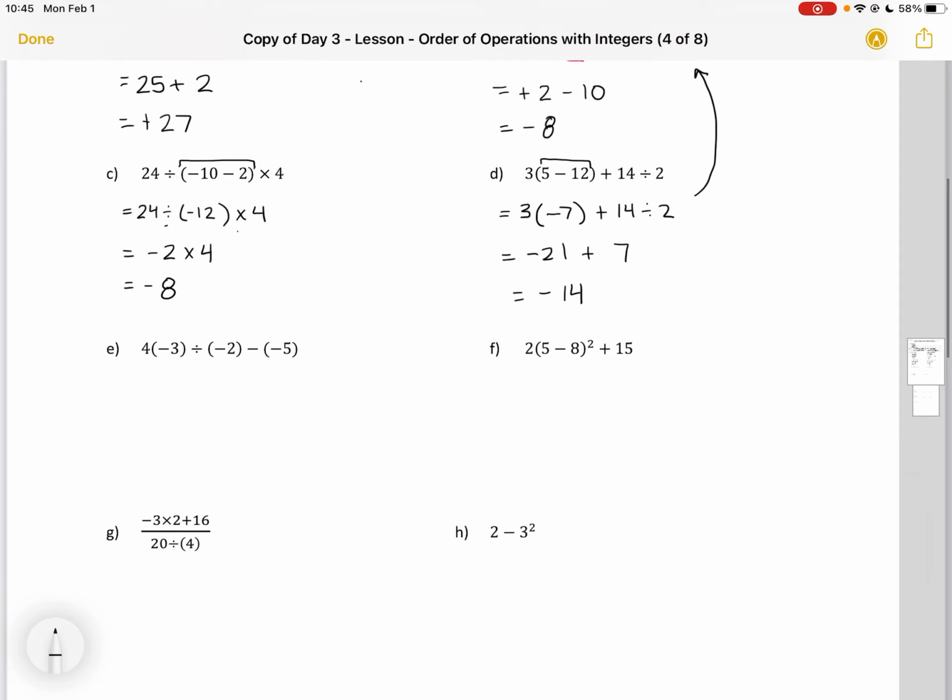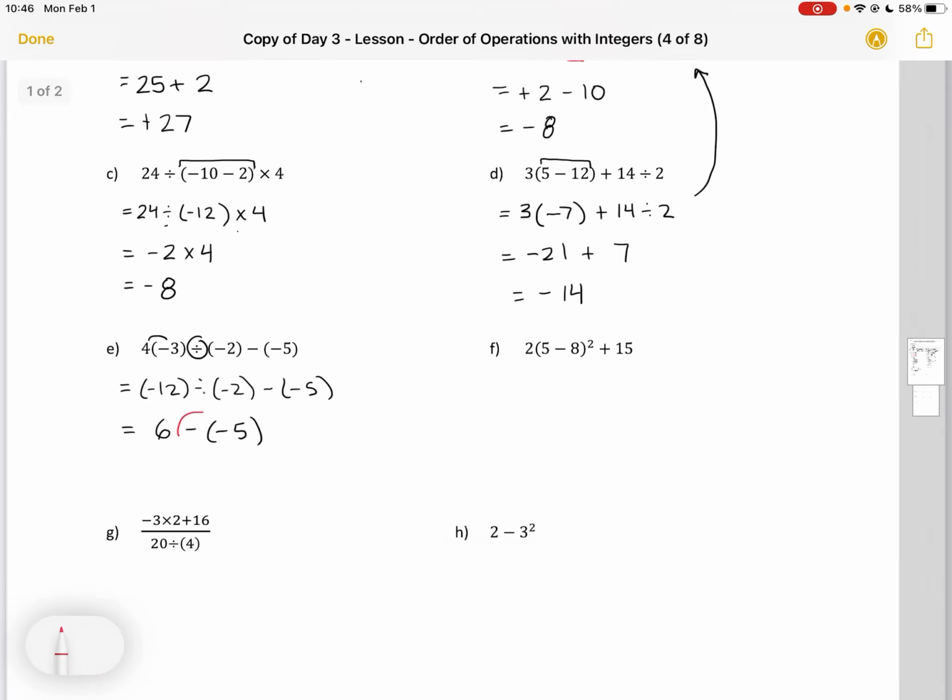Our last couple of examples here. I've got 4 times minus 3, divide by minus 2, minus 5. So let's go ahead and do our multiplication and our division in the order that they appear. So 4 times minus 3 gives me minus 12. Divide by minus 2. And I'm still going to leave that minus 5 at the end. So here I've got minus 12 divided by minus 2. Signs are the same. That's going to give me 6 positive. And then I've got minus 5.